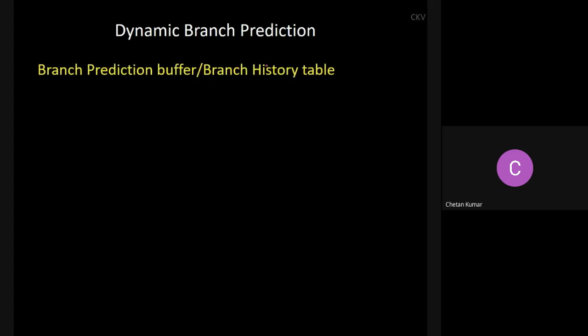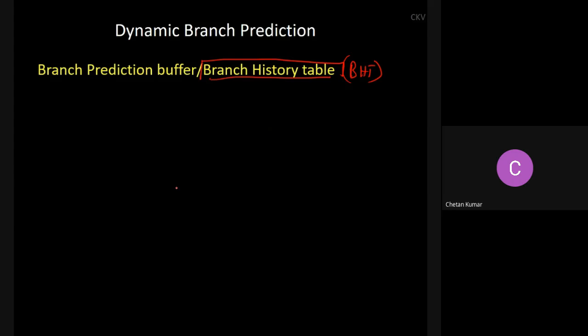How is it implemented in the case of dynamic branch prediction? You have something called a branch history table. You call it a branch prediction buffer also, but most of the books use this terminology, so they term it as BHT. What is a branch history table? I think we discussed all this in the last class. What do you mean by branch history table?